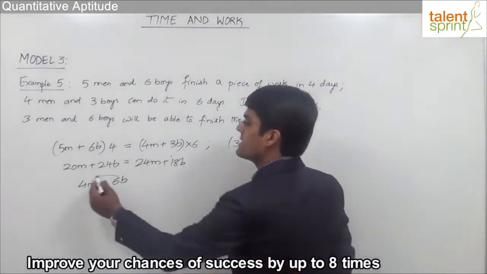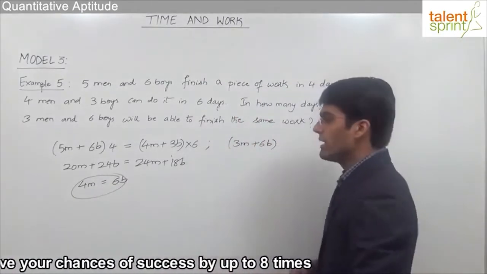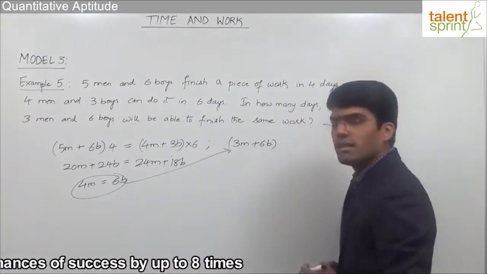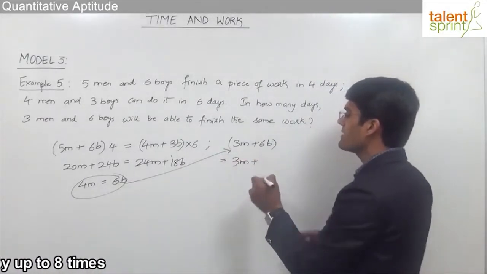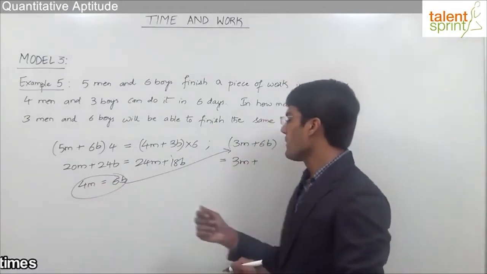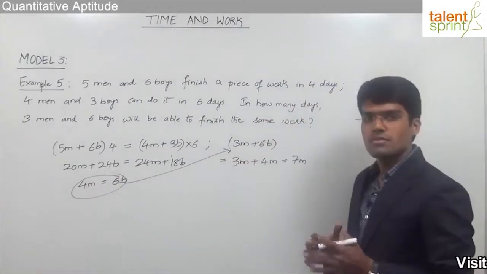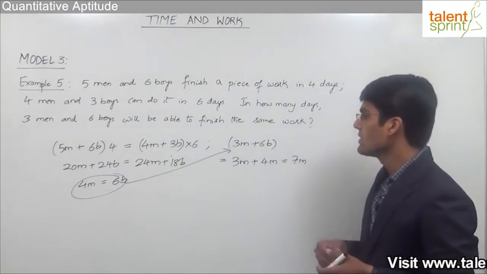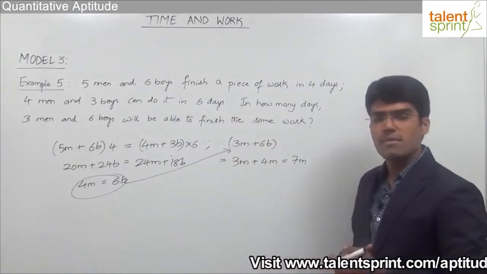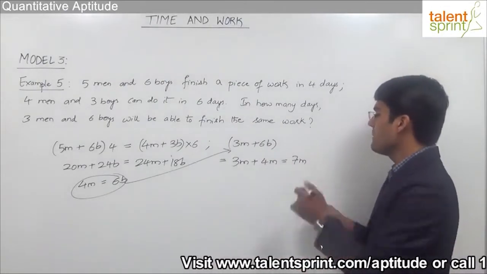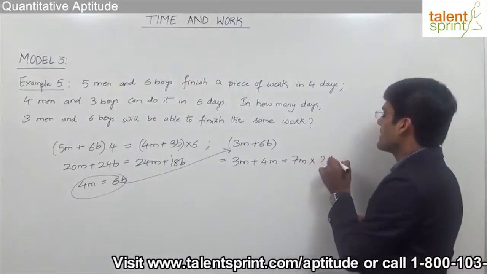We know that 6 boys are equal to 4 men. So let us try to just substitute this in the given group. 3 men plus 6 boys can be taken as 3 men plus 4 men. So this is 7 men. So now the question can be read as follows. Instead of saying that 3 men and 6 boys will finish the work in how many days, we can simply say 7 men will do the work in how many days.